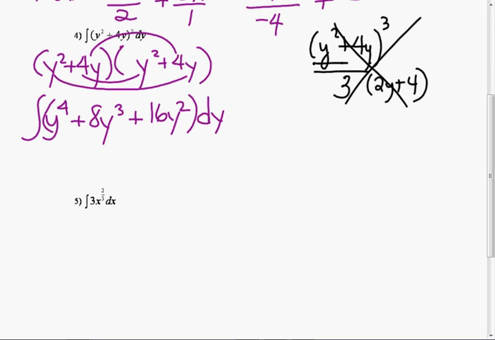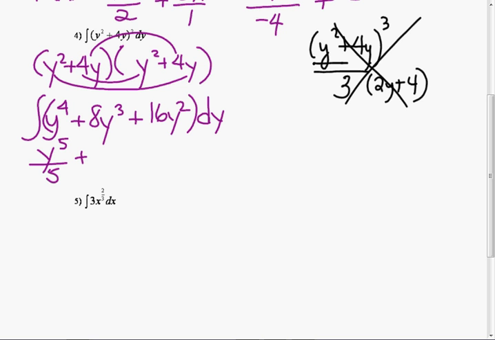Okay, so what's the antiderivative of y to the fourth? Colin, can you help me with that one? All you do is add 1 to your exponent. Y to the what? Add 1. Yep, that's right. Beautiful. Casey, what's the next one?